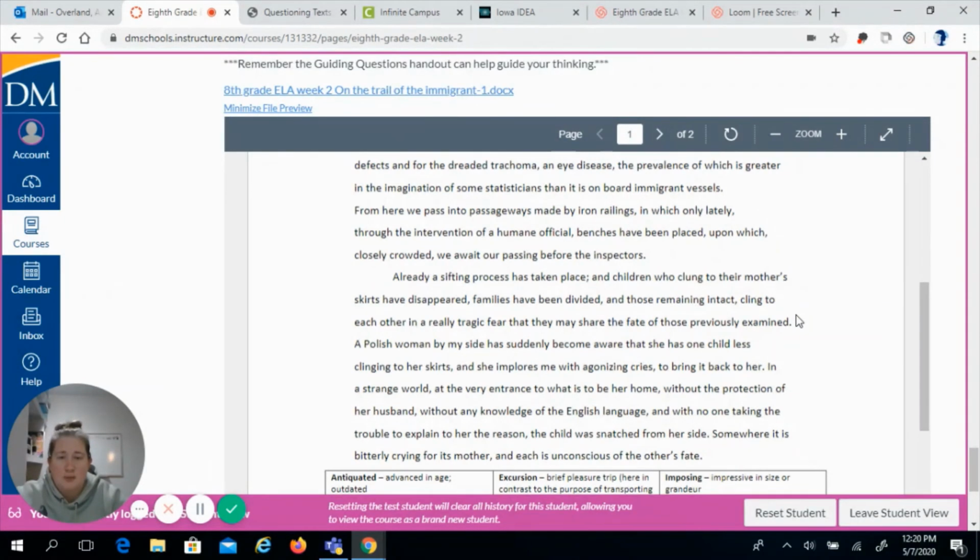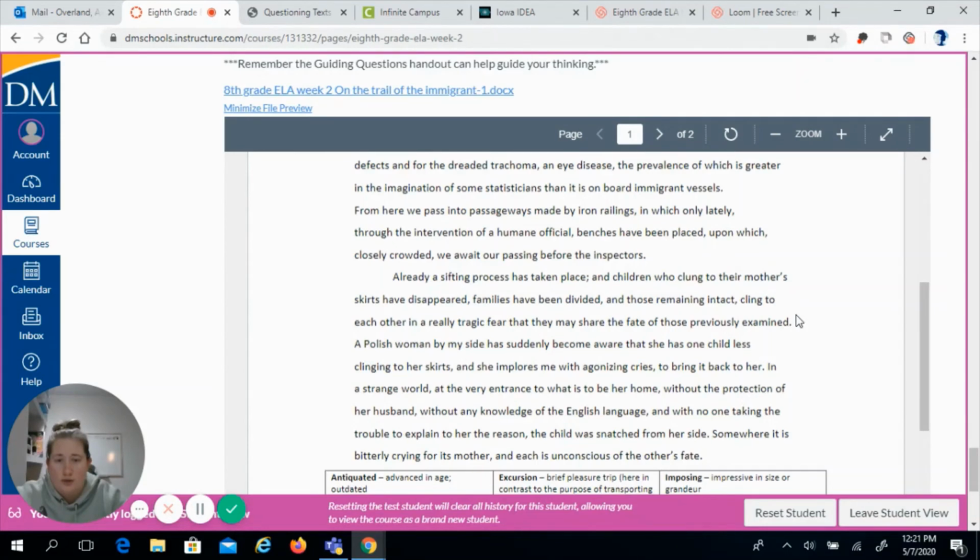"So after the sifting process has taken place and children who clung to their mother's skirts have disappeared, families have been divided, and those remaining intact cling to each other in a really tragic fear that they may share the fate of those previously examined. A Polish woman by my side has suddenly become aware that she has one less child clinging to her skirts, and she implores me with agonizing cries to bring it back to her."